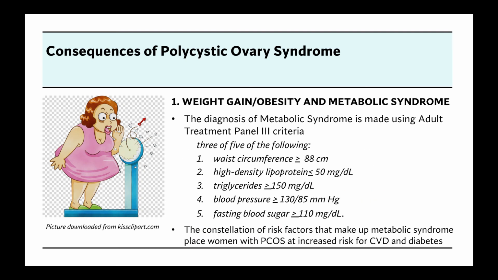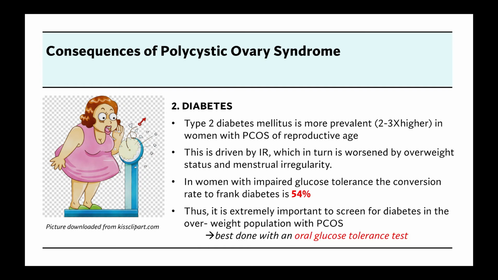The diagnosis of metabolic syndrome is made using the Adult Treatment Panel 3 criteria, and the patient has to fulfill 3 out of the 5 criteria. The criteria include waist circumference more than 88 centimeters, HDL of less than 50 milligrams per deciliter, triglycerides of more than or equal to 150 milligrams per deciliter, BP of more than or equal to 130/85, and a fasting blood sugar of more than or equal to 110 milligrams per deciliter.